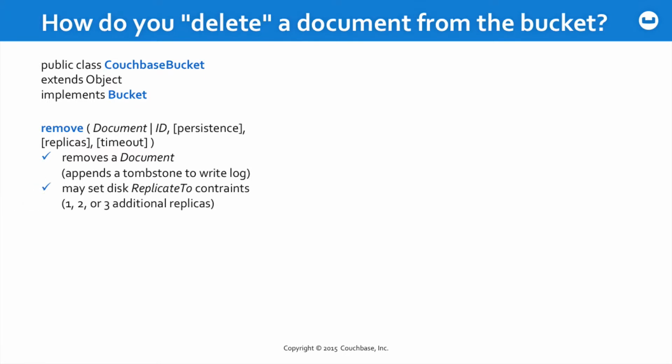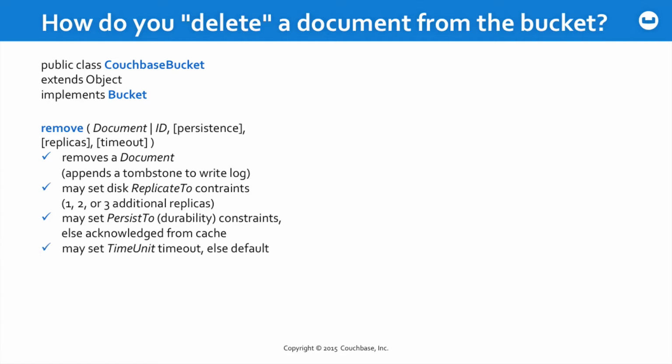And you can also set replication constraints and durability or persistence constraints, different terms for the same concept. Recall that it will be acknowledged as a removal as soon as it's marked in cache, unless you say that you want it to be acknowledged once it is written to disk. You can set a timeout for this particular operation, and it's going to return a copy of this document, likely a JSON document, of course, with the ID of the document that's been removed.